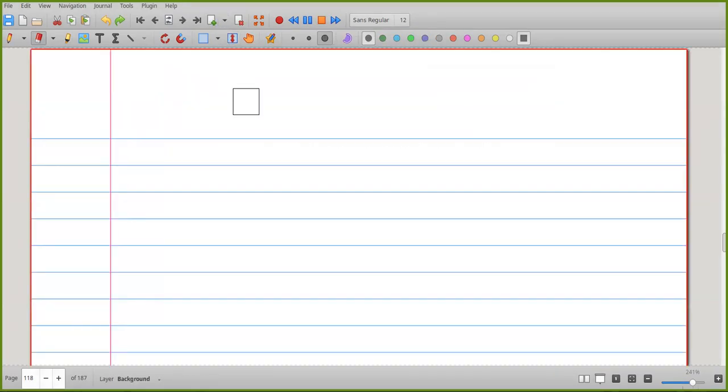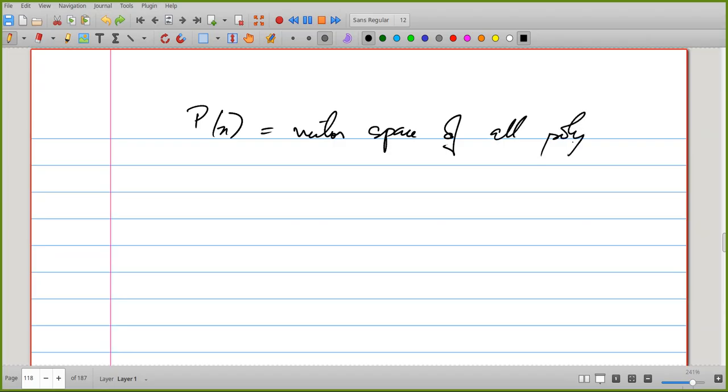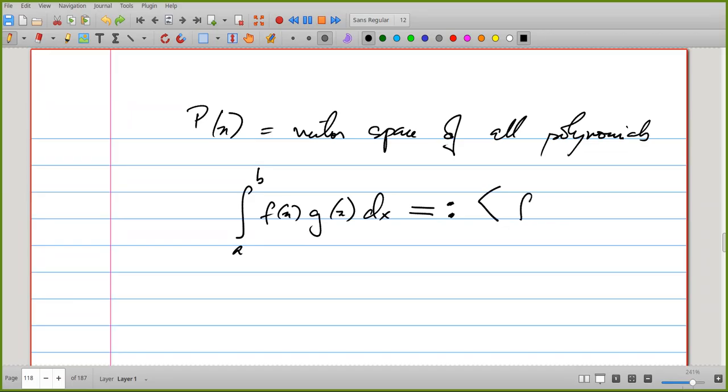Okay, so you can take P of x to be the vector space of all polynomials, and you can define a new inner product as follows. You can take a and b, and you can define the integral of f of x, g of x. You can take this as the definition of f comma g. This makes perfect sense. So depending on what you want to do, depending on the theorems you want to prove, you will choose your a and b appropriately. So I don't really have an answer to this question.